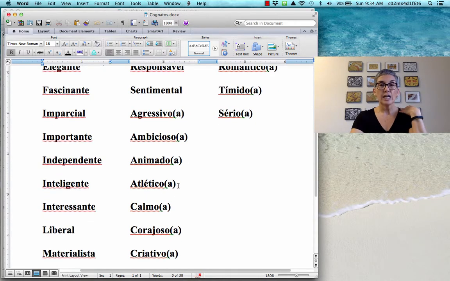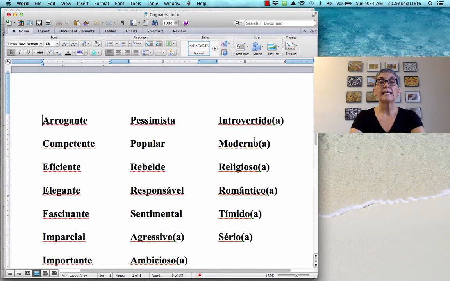Atlético, atlética. Calmo, calma. Corajoso, notice the S, the pronunciation of the S, okay? The S between two vowels, okay? Entre duas vogais, Z, corajoso. Criativo. Introvertido, moderno, moderna. Religioso, religiosa. Romântico, romântica. Tímido, tímida. Sério, séria.